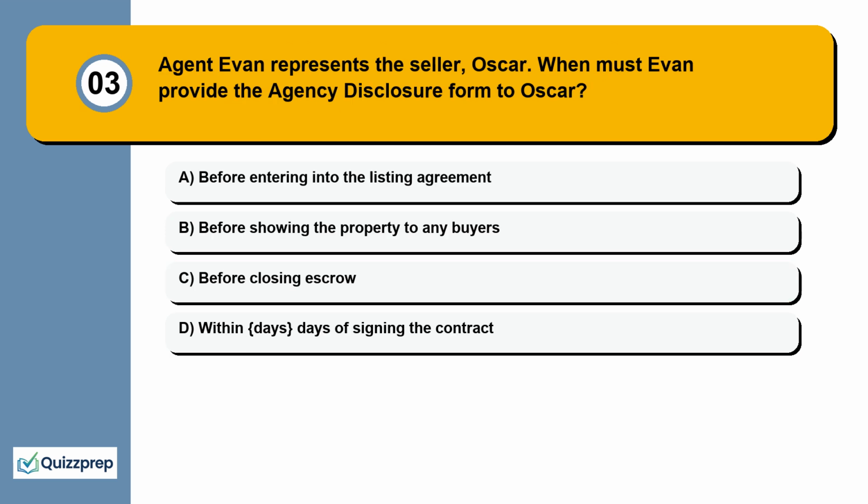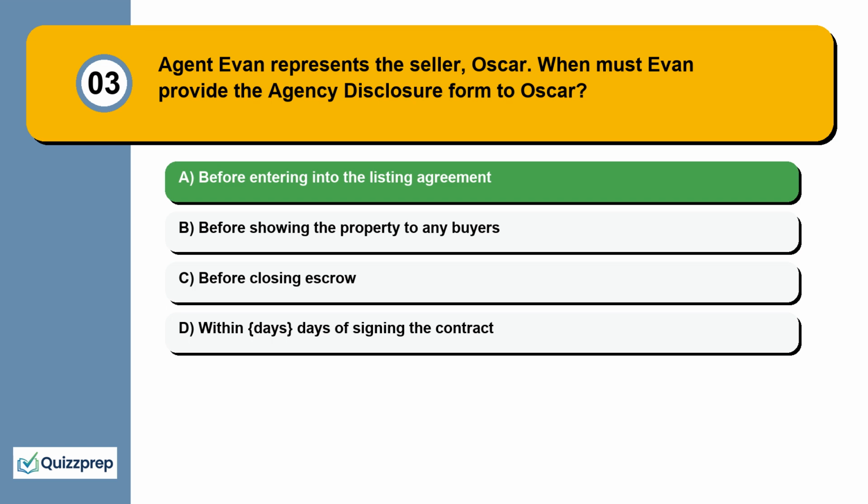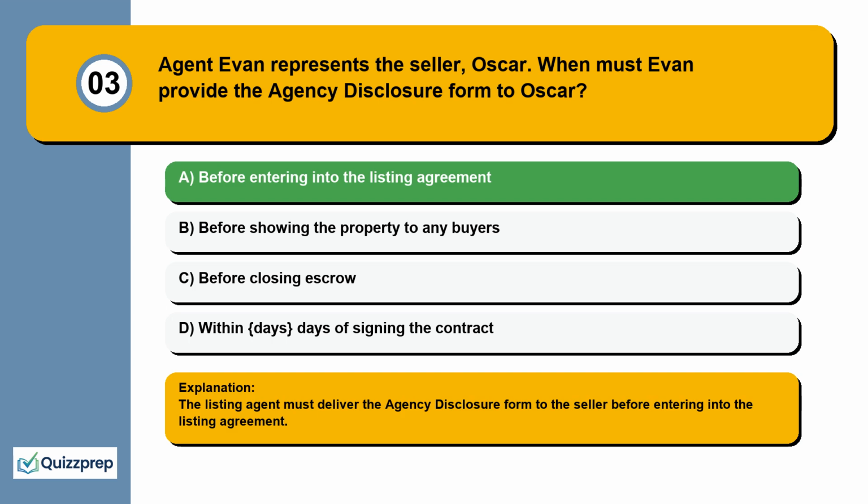Question 3. Agent Evan represents the seller, Oscar. When must Evan provide the agency disclosure form to Oscar? Before entering into the listing agreement, before showing the property to any buyers, before closing escrow, within days of signing the contract. The listing agent must deliver the agency disclosure form to the seller before entering into the listing agreement.